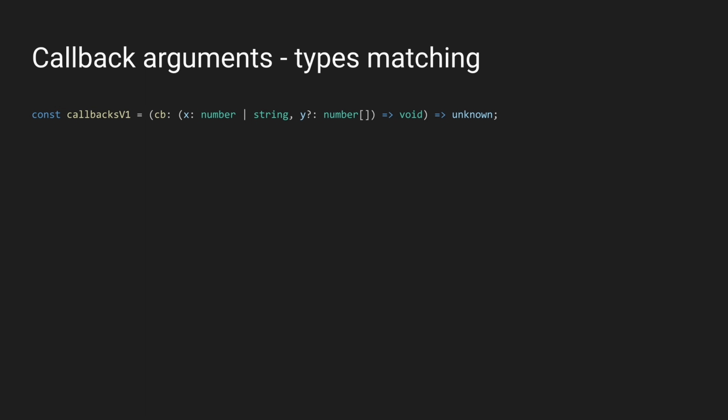Callback argument types can be a bit tricky. The passed function doesn't necessarily need to be the exact same type as the expected argument, but must fulfill its requirements. Execution, which is based on the expected type, must be safe. Let's consider an example type: a callback that requires a number or a string as the first argument, and an optional second argument that will accept an array of numbers. The callback is marked as returning void, so we don't expect any return value from it.